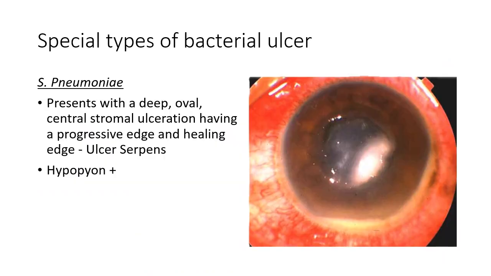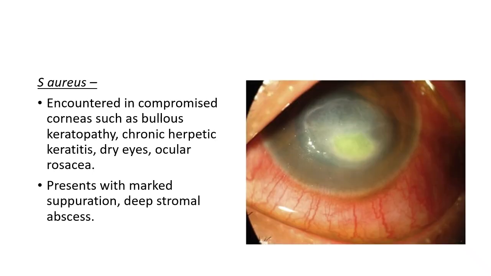Now, certain special types of bacterial ulcer, for example, Streptococcus pneumoniae. It presents with a deep oval central stromal ulceration, as you can see here. There will be a leading edge and there will be a healing edge. If you cannot make out in this picture, remember that a leading edge or a progressive edge would be ill-defined and the healing edge would be sharply defined. And a hypopyon is always more or less present. So that is Streptococcus pneumoniae, and this type of ulcer with one edge healing and one edge progressing is known as a serpiginous ulcer or ulcus serpens.